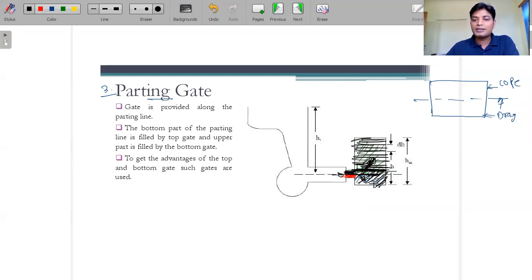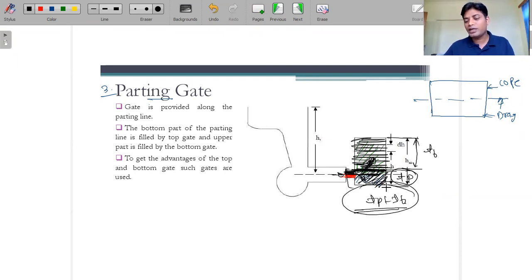If we consider this much amount of material, it is filled by the top gate, so the time calculated for the top gate is TP. The volume filled by the bottom gate takes time TB. So the total time required to fill using the parting gate equals TP plus TB. Now if you change the volume, then obviously this will not be two times TP, so that depends. This is the total time, so there is no need to calculate separate times in this one.